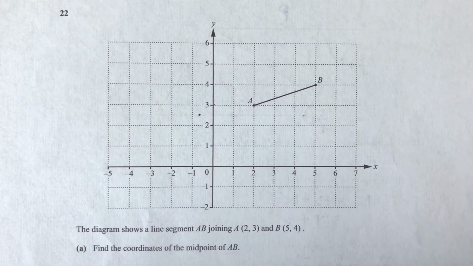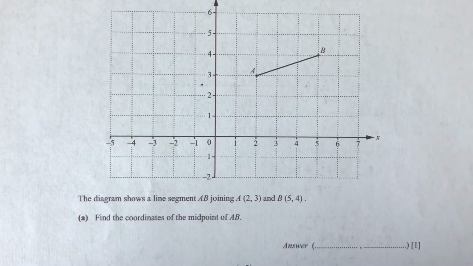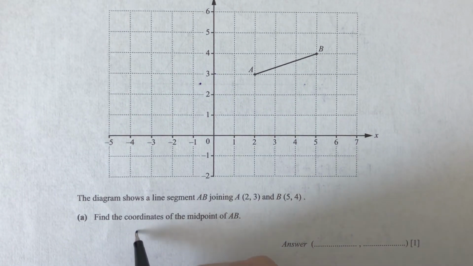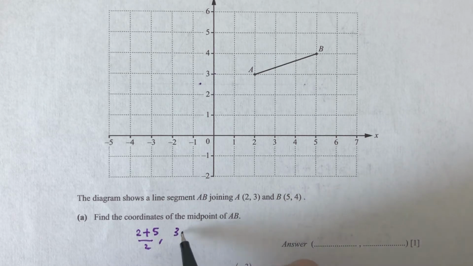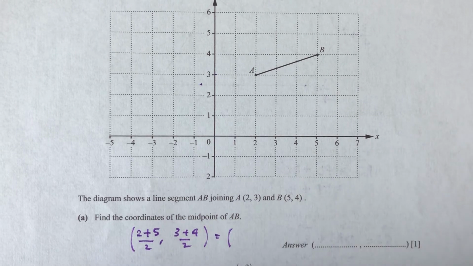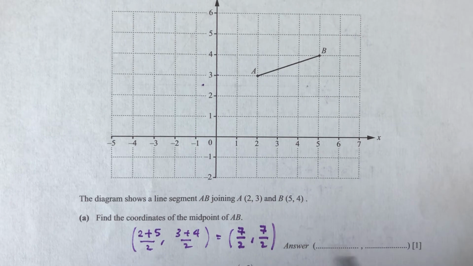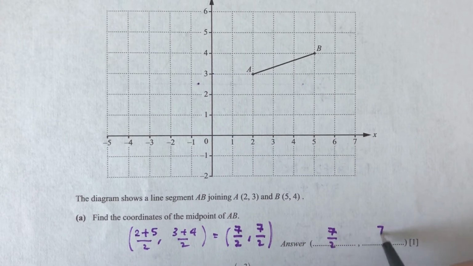Question number 22. The diagram shows a line segment AB. A is (2, 3) and B is (5, 4). Part 1. Find the coordinates of the midpoint of AB. The midpoint is really easy to find. We have to take 2 plus 5 divided by 2, and 3 plus 4 divided by 2. That will be 5 plus 2, which is 7 over 2. And 3 plus 4 is 7 over 2.